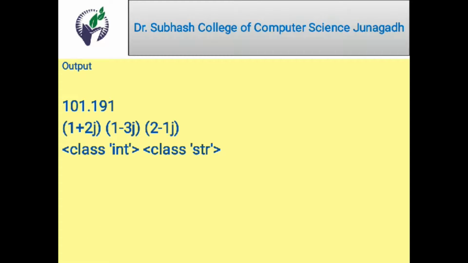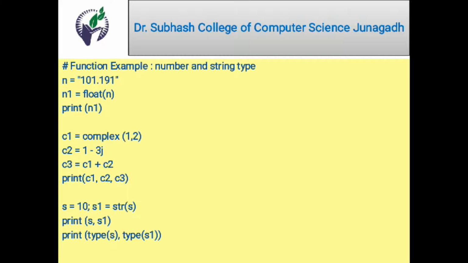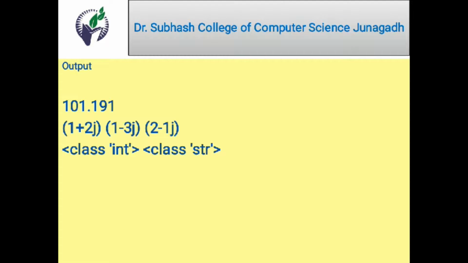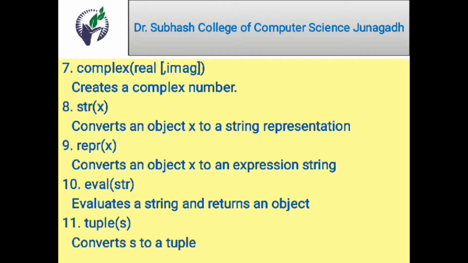Here, string to float 101.191, as you are aware, is a real number. Second, that is the complex number. First complex number, second complex number. 1 plus 1, that is 2, and 2 minus 3, that is minus 1j. And the last one is type.